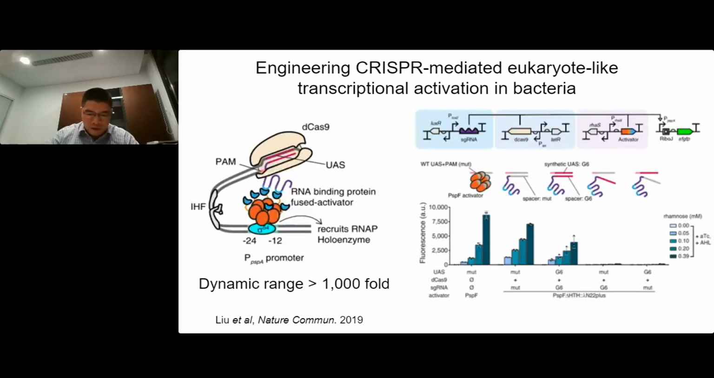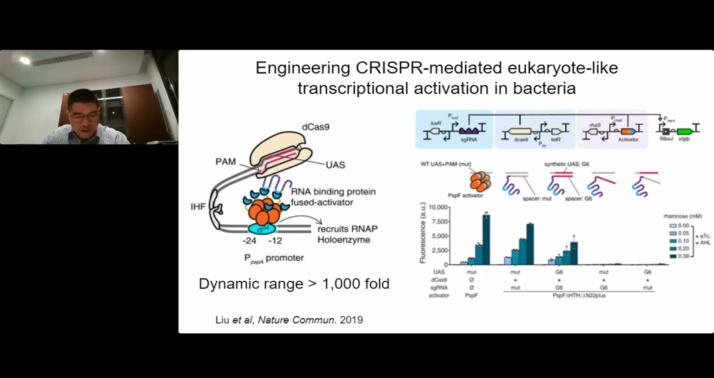We designed our CRISPR-A tool based on the sigma-54 dependent promoters. It works by directing the dCas9 to the promoter upstream activating sequence region with a guide RNA designed with an extra optimal domain of an RNA binding protein to recruit the fused sigma-54 activators to the promoter for transcriptional activation.